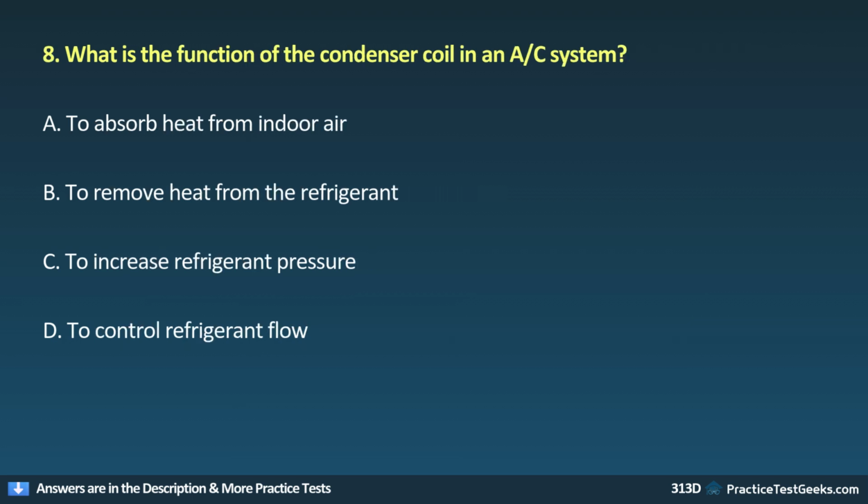8. What is the function of the condenser coil in an AC system? A. To absorb heat from indoor air. B. To remove heat from the refrigerant. C. To increase refrigerant pressure. D. To control refrigerant flow.